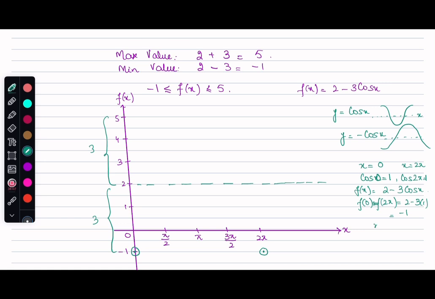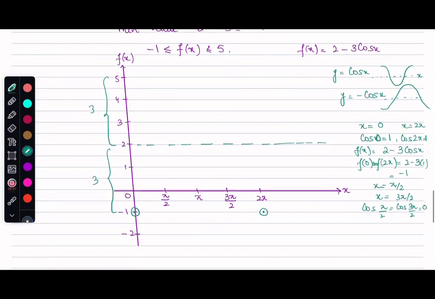In the same manner, if I go for x equals pi by 2, and also if my x equals 3 pi by 2, then for both of them, cos of pi by 2 or cos of 3 pi by 2, both of them represent a 0. So if they are representing a 0, then the function value here, 2 minus 3 cos of x, shall be equal to 2 minus 3 into 0, and I will only be left with a 2 here. So at pi by 2 and at 3 pi by 2, it's going to be the mid-axis value.